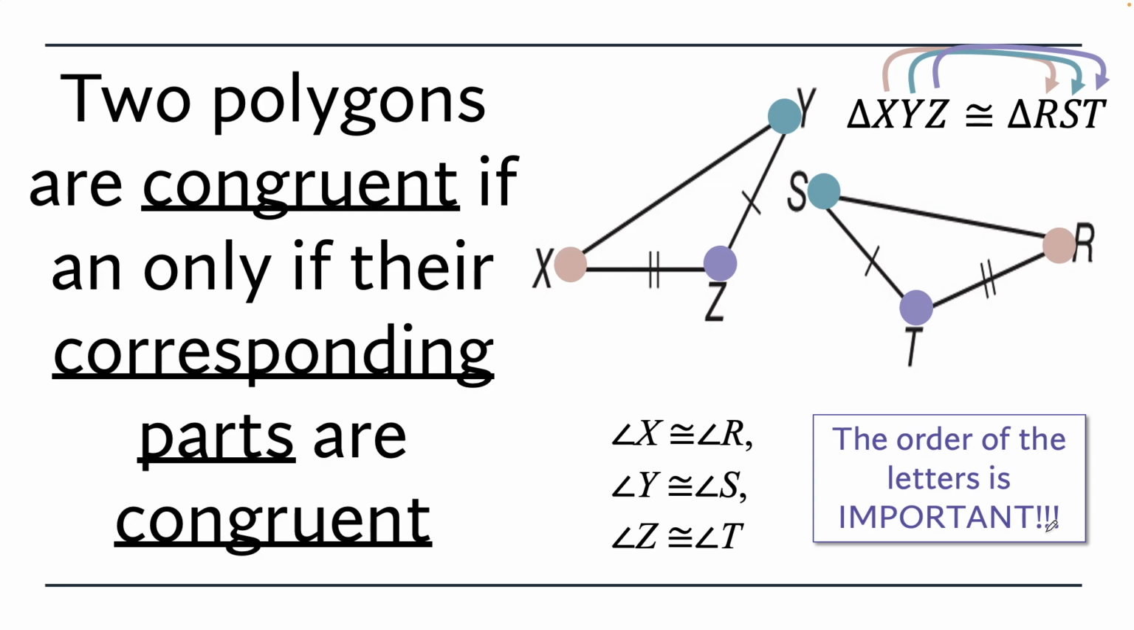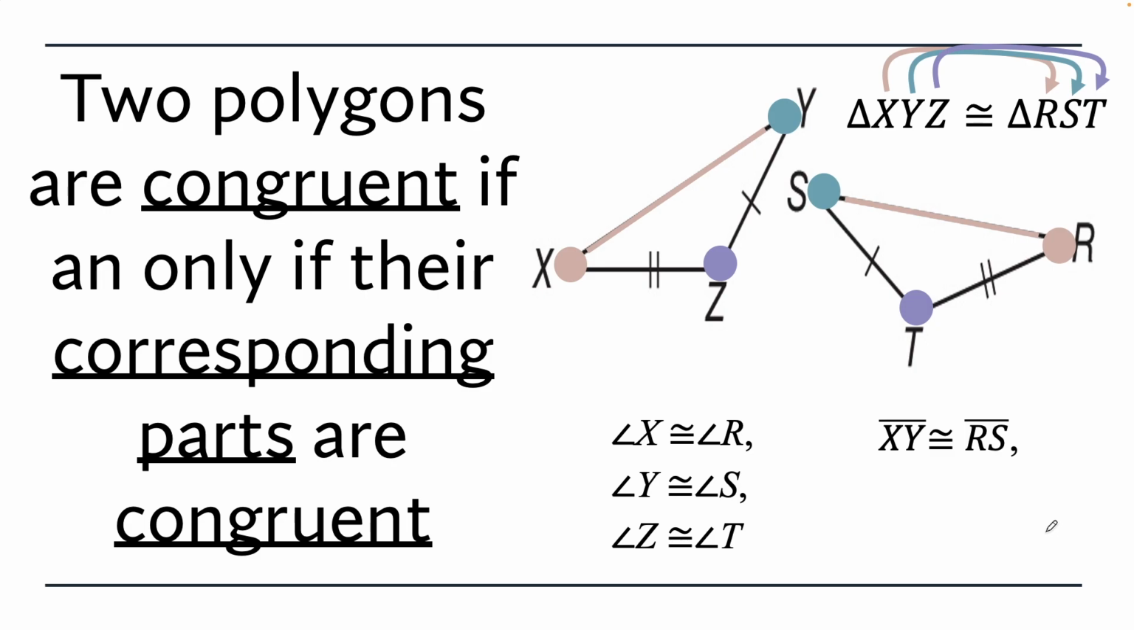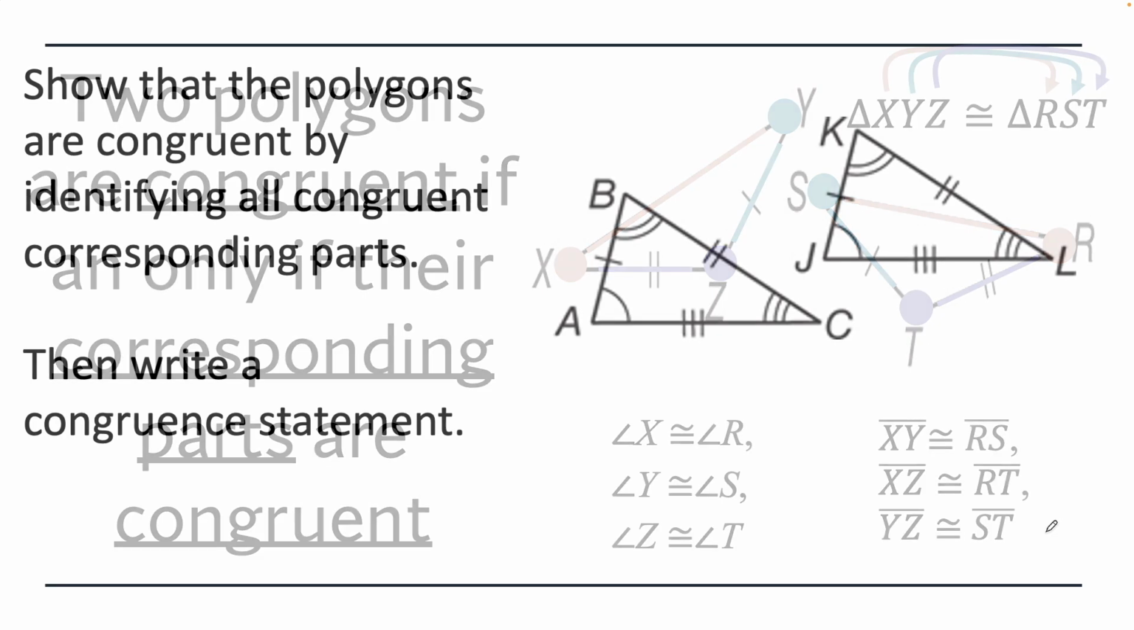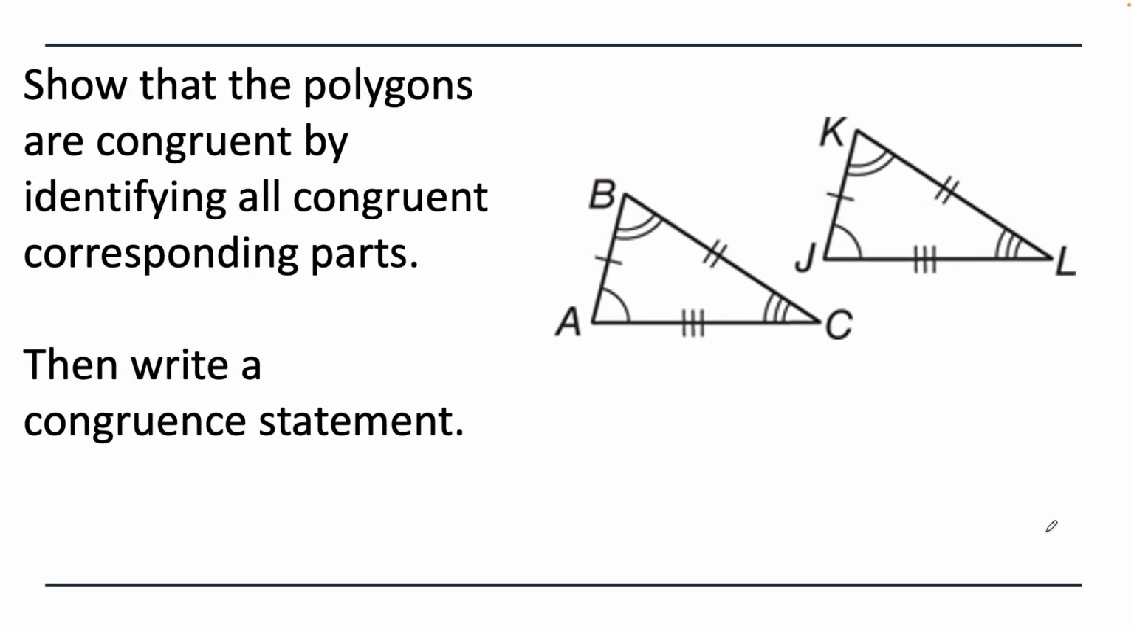Now let's look at the sides. Once we have the angles in place, then we can also know that XY is congruent to RS, XZ is congruent to RT, and YZ is congruent to ST. This says show that the polygons are congruent by identifying all congruent and corresponding parts. Then write a congruence statement.